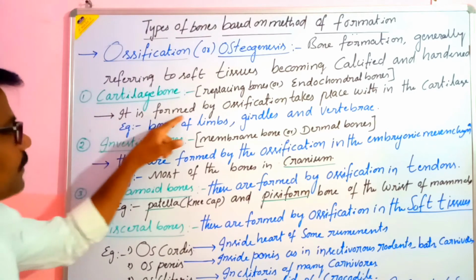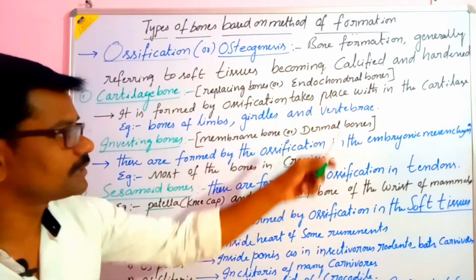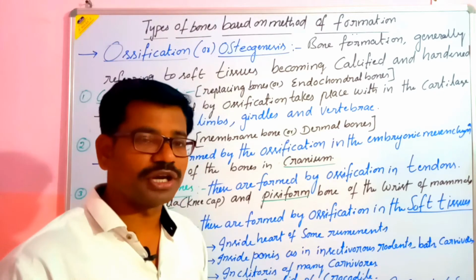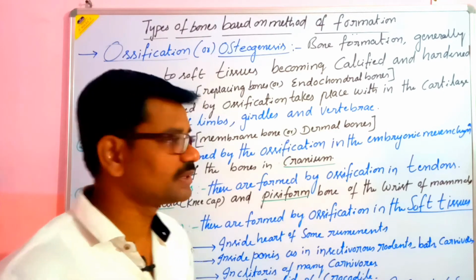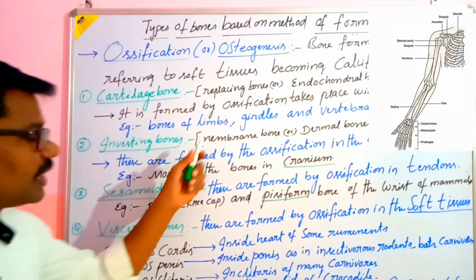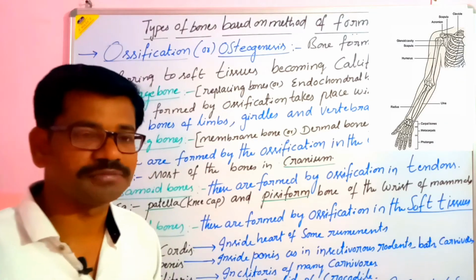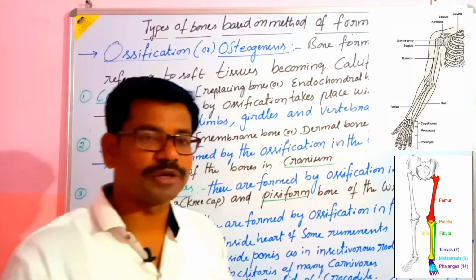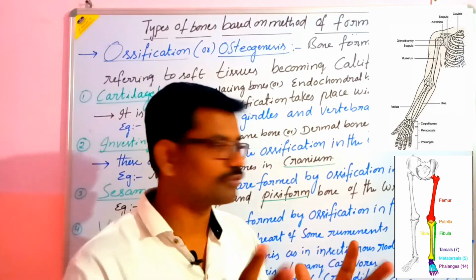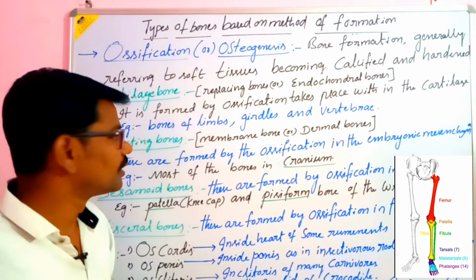How is it formed? It is formed by ossification taking place within the cartilage. Mostly when we are in the embryonic stage, the total endoskeleton is made up of cartilage. This cartilage is replaced by the cartilaginous bone. Mostly it is present in the limbs. You know, there are forelimbs and hind limbs. In human beings, in the forelimbs there are 60 bones. In the hind limbs, 60 bones. Total 120 bones are present in the limbs.